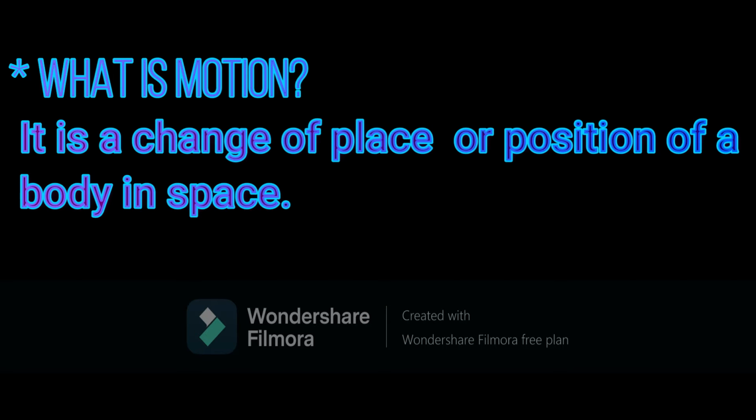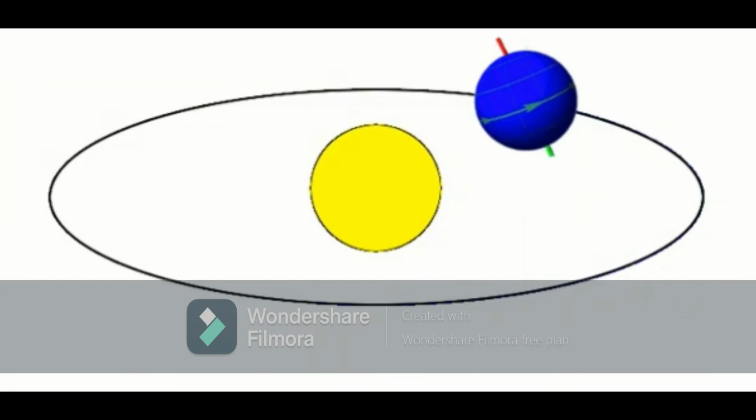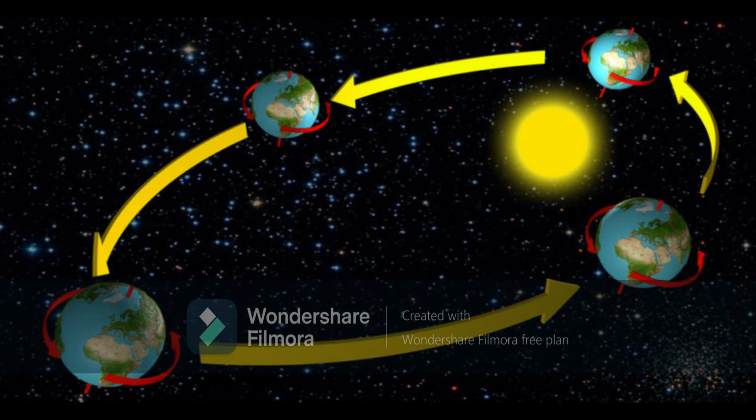Now, the Earth is in constant motion. And what is motion? Well, it is a change of place or position of a body in space. Okay, the Earth has two movements. The first is translation. The translational motion of the Earth moves around the Sun, driven by gravitation, in 365 days, 5 hours, and 57 minutes.